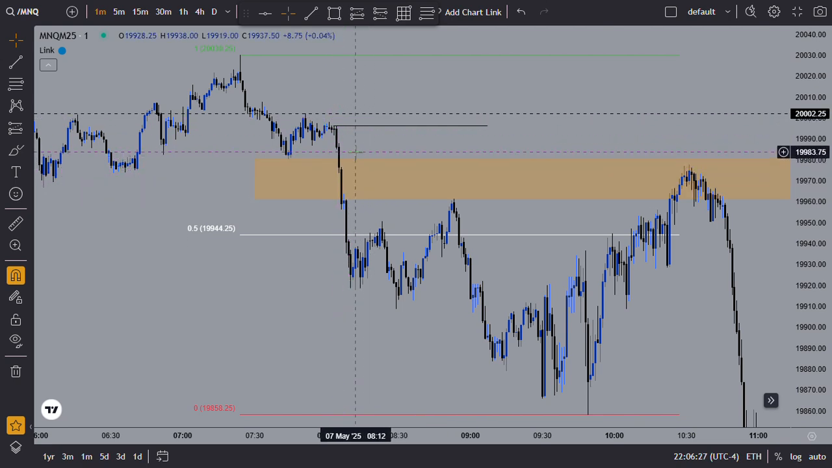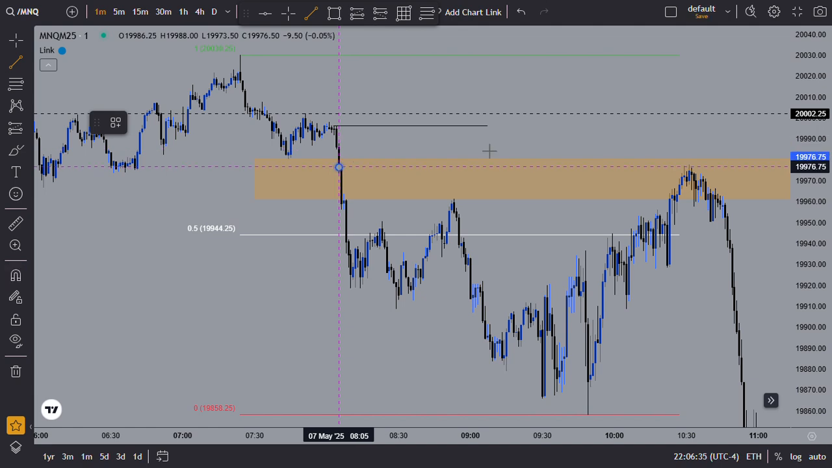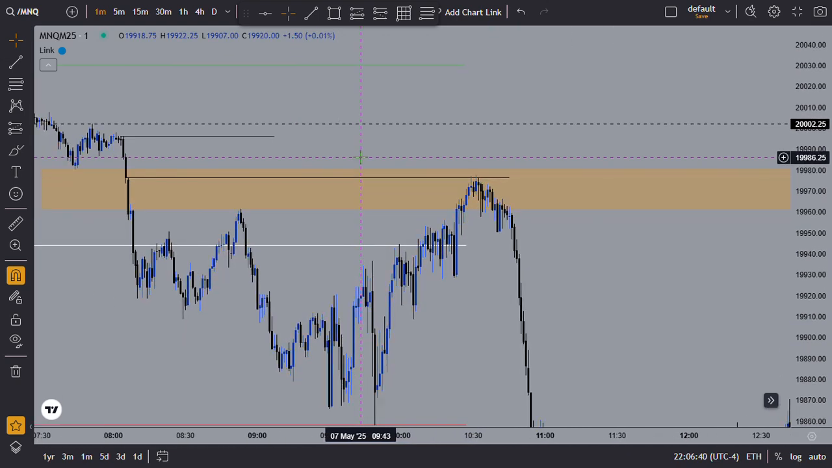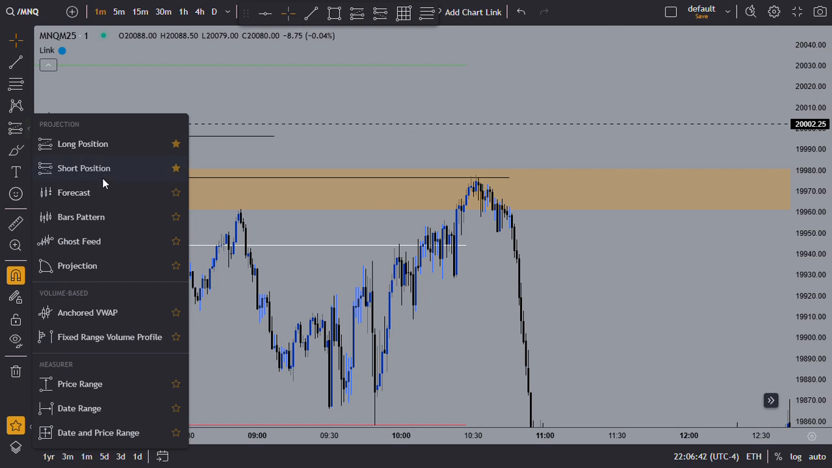So I just had a limit set within my 30-minute zone right here. That was my limit I had set.